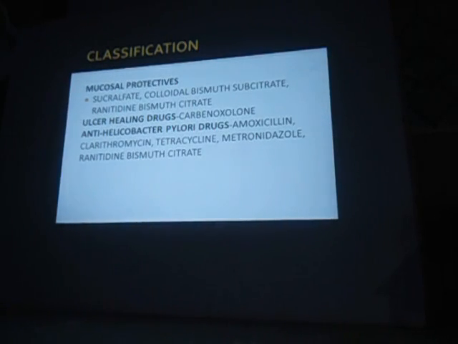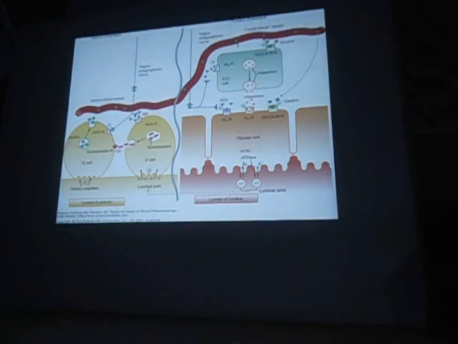So PPIs, do you know PPIs? PPIs are omeprazole, lansoprazole, esomeprazole, pantoprazole. All these drugs are there. Now briefly, how is gastric acid secreted? Initially we have the parietal cells. You can see 3 receptors there.